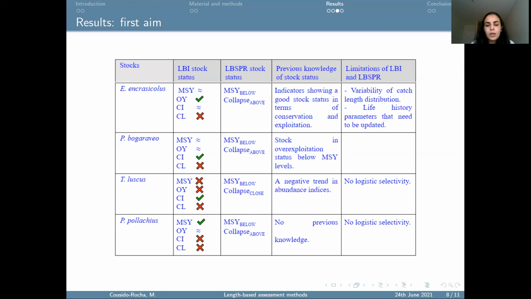For pollack, we don't have previous knowledge about the stock status, hence we cannot compare with the LBI and LBSPR results, but it is important to mention that we must take care with the results of LBI and LBSPR methods, since the logistic selectivity assumption is not satisfied in this stock as well. Maybe dome-shaped selectivity is a good option in this stock.